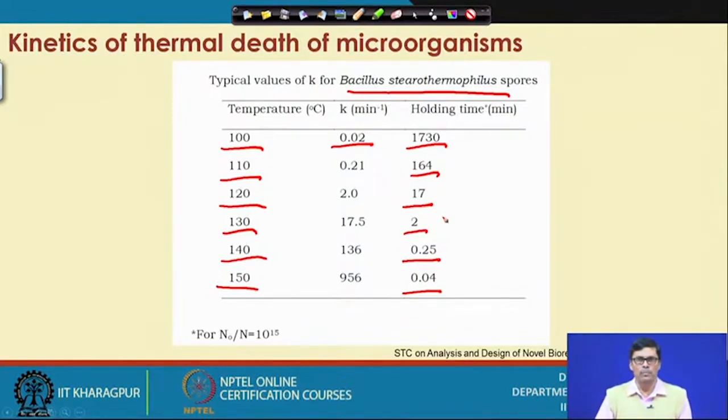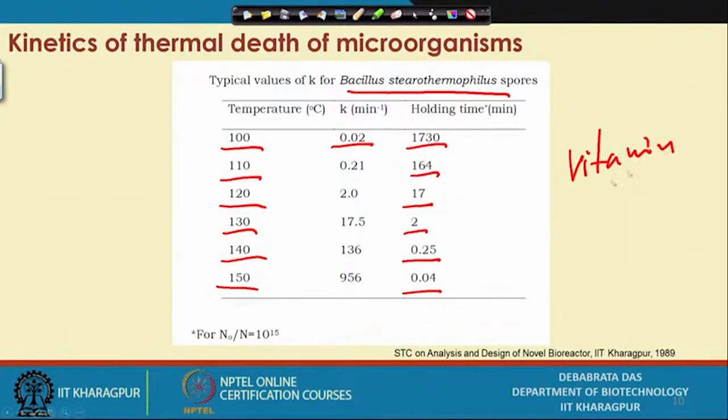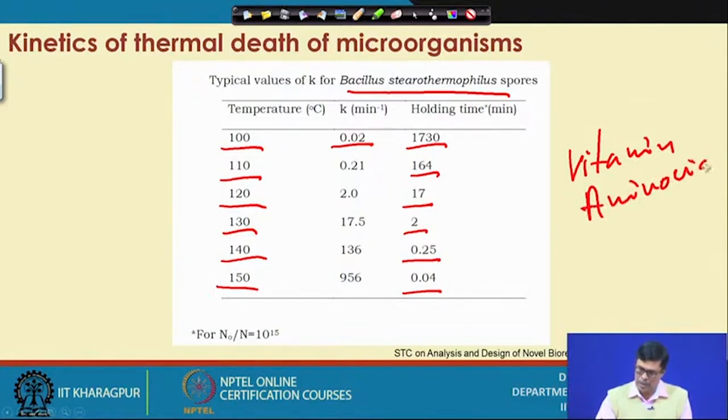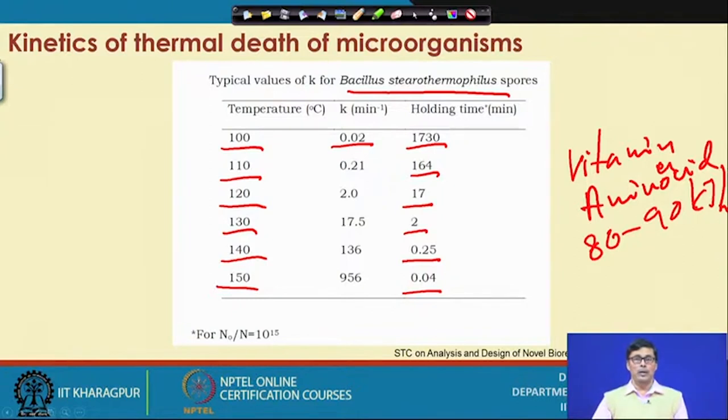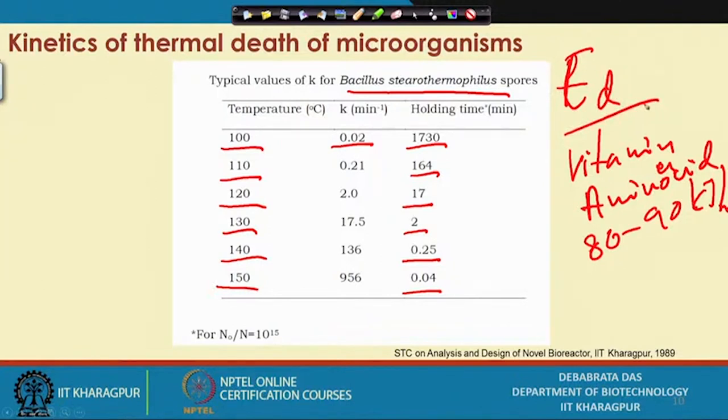Why is it important? Because if you look at the deactivation energy of the vitamins or amino acids, it usually lies between 80 to 90 kilojoules per mole. Am I right? Now, if you look at the microorganism, it is very high, close to 300 kilojoules. So, even at 100 degree centigrade, you heat at a very small temperature, so then you have to keep it for a longer period of time. If you keep it for a longer period, the deactivation energy that is required for the deactivation of the vitamin and amino acid, that you already supply. So, you know, the degradation of the medium quality will increase to a great extent.